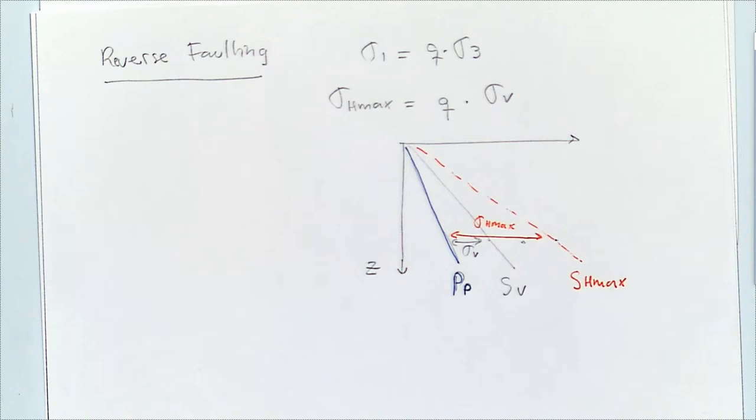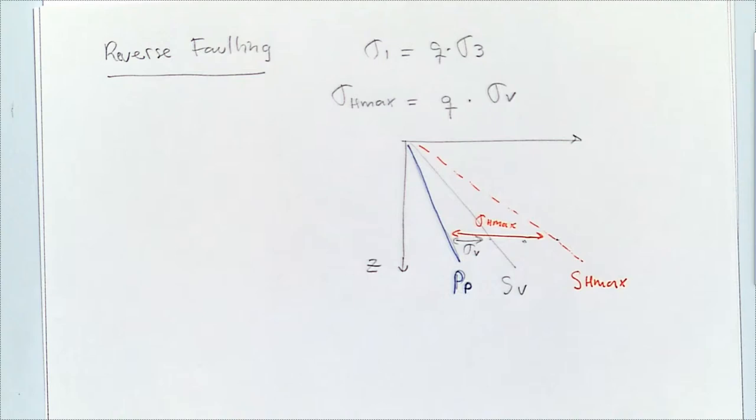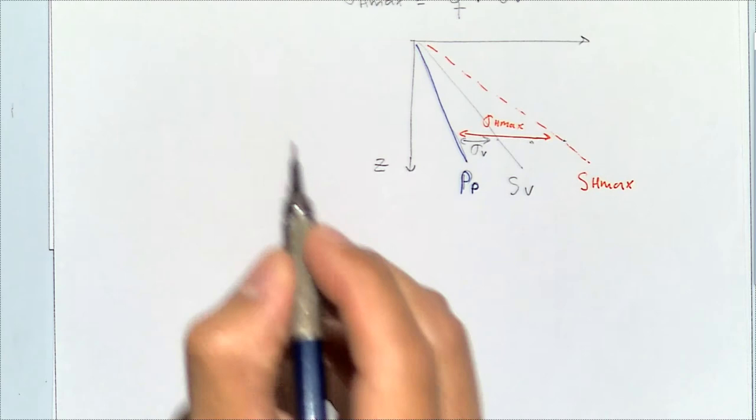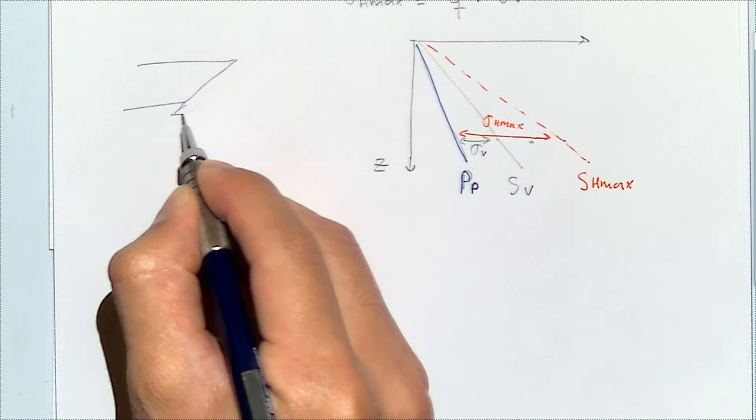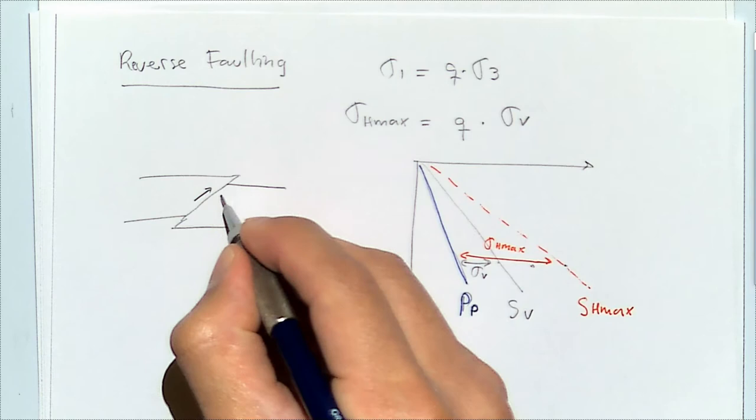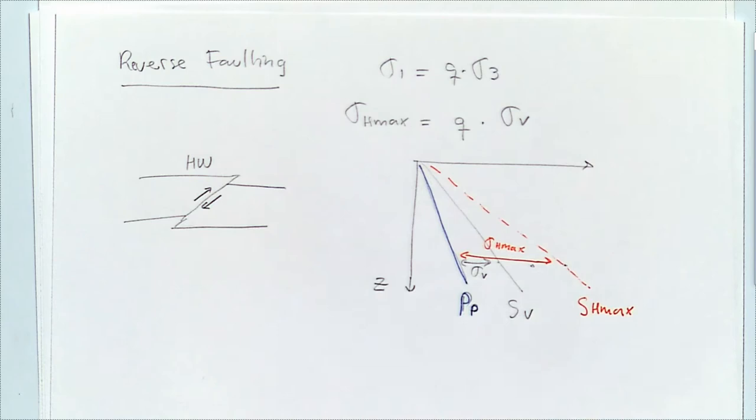Let me do this in the following example. This is for reverse faulting. What you know is, remember the vertical stress, the limit is the maximum horizontal stress. Oh, and one more thing, for reverse faulting, if we relate this to a fault, it moves in this direction, and this is why it is called reverse, because the hanging wall moves opposite gravity. So it's sort of reverse.